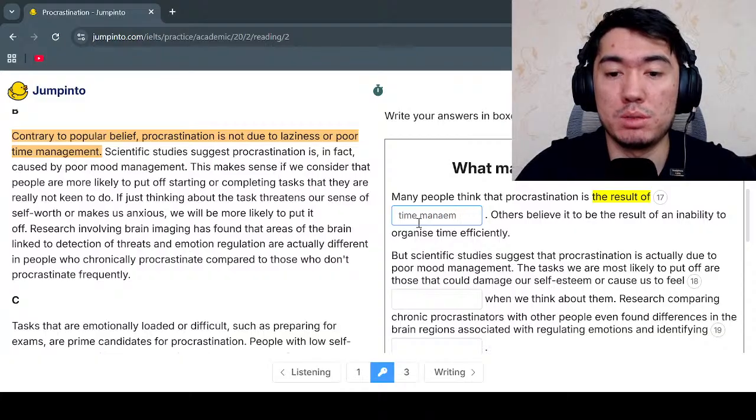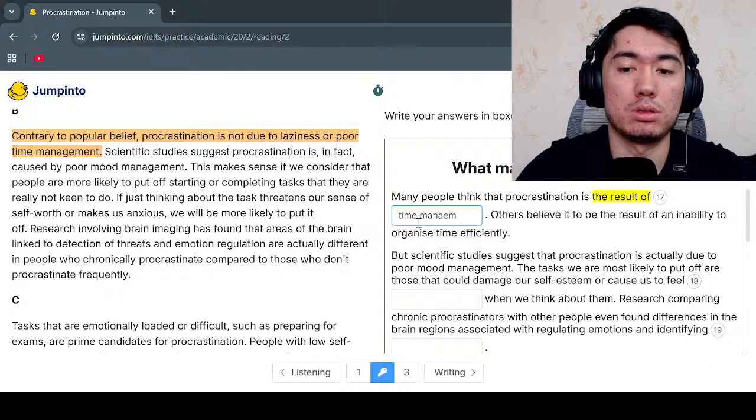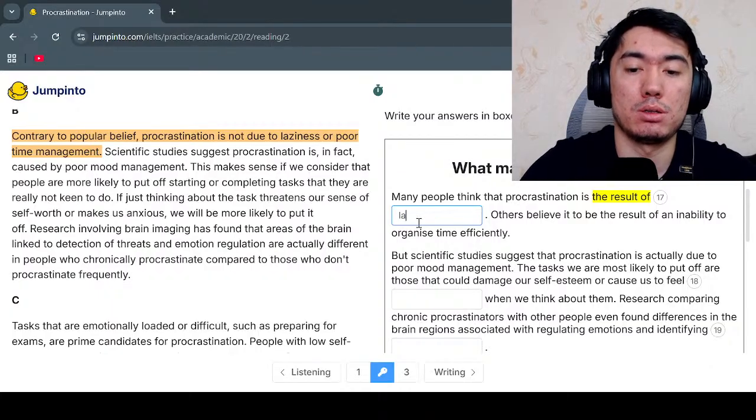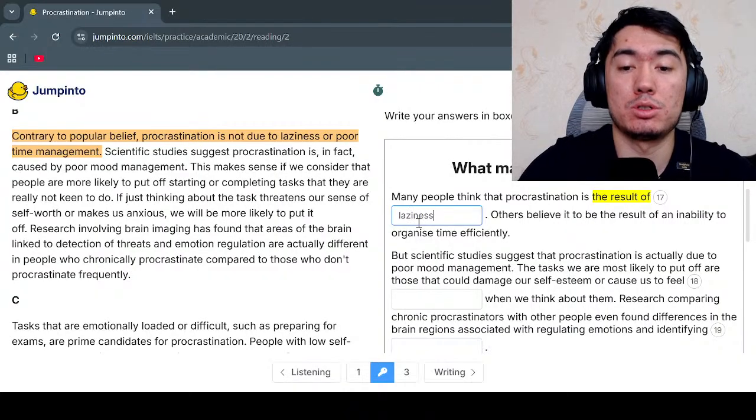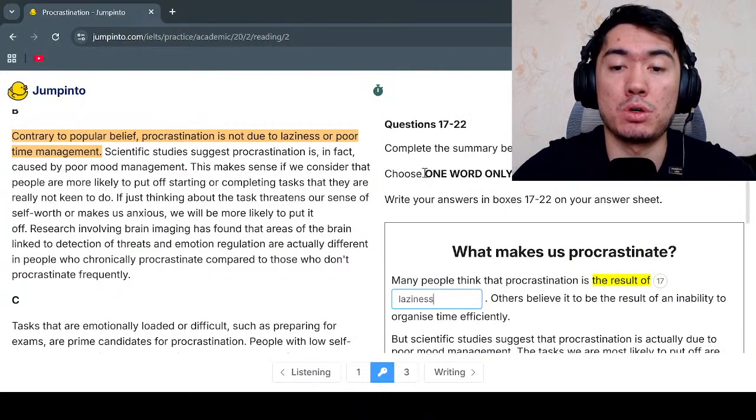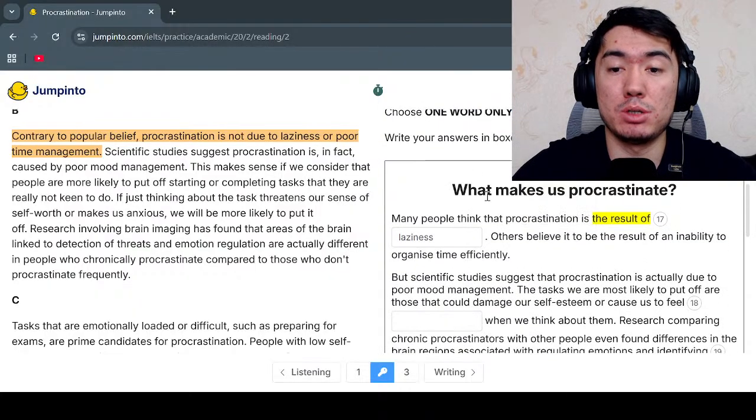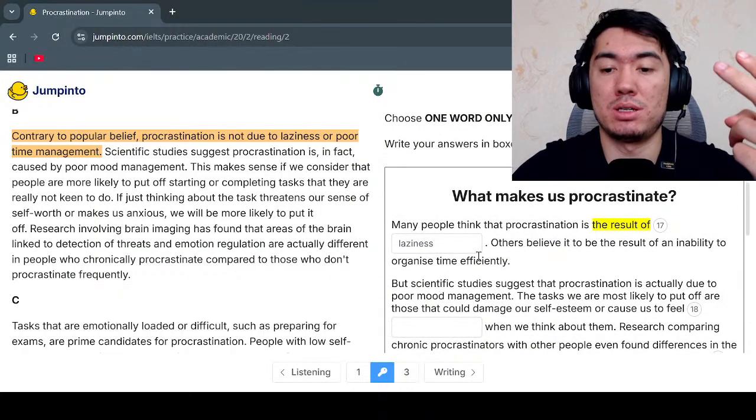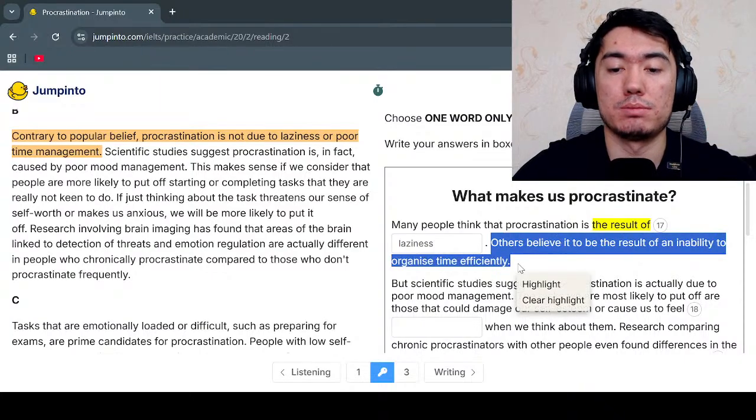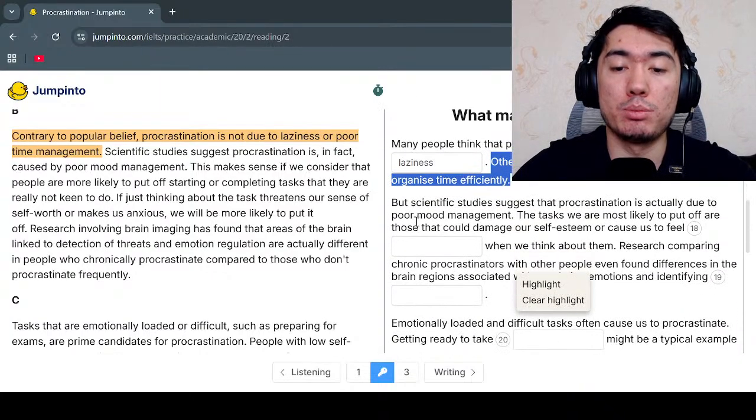It to be the result of inability to organize time efficiently. Is not due to laziness. Oh, I'm sorry, laziness. I almost chose the incorrect answer. Is it one word only? It is one word only. Yeah, time management doesn't fit because first of all, it's two words, and second of all, it's already mentioned. Due to poor mood management.